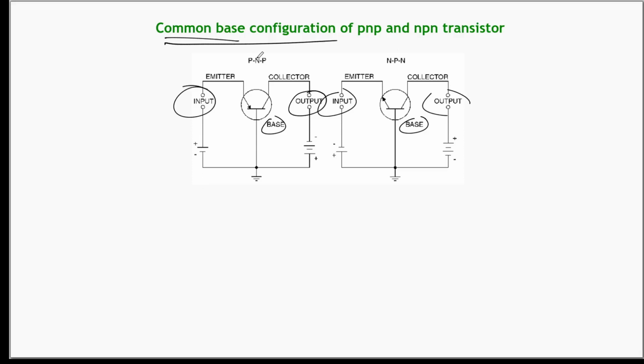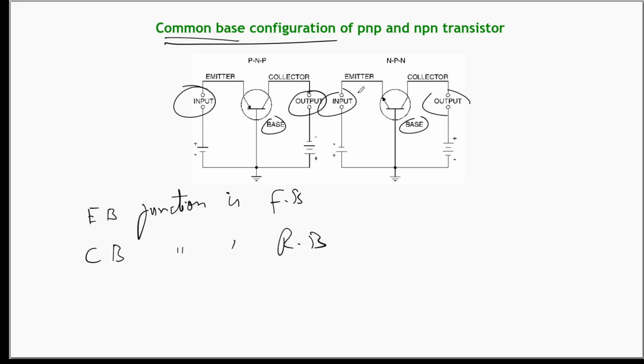Emitter is made up of a p-type material, it is connected to the positive side of the battery, and base is an n-type material, it is grounded. So it is a forward bias, and the collector is made up of a p-type material, it is connected to the negative of the battery, which is reverse biased with respect to the ground, and again base is connected to the ground. So emitter base junction is forward biased and collector base junction is reverse biased.